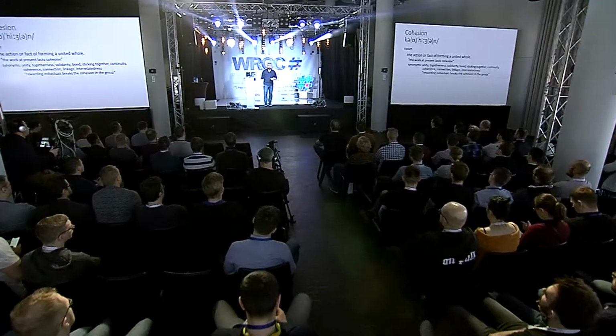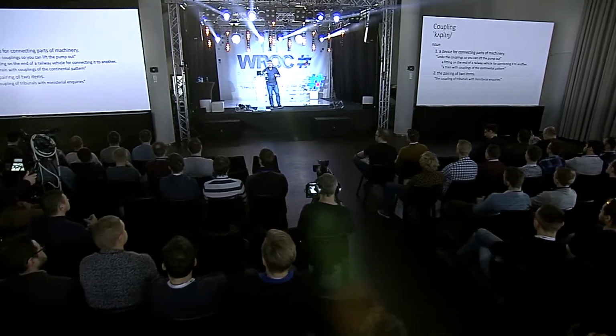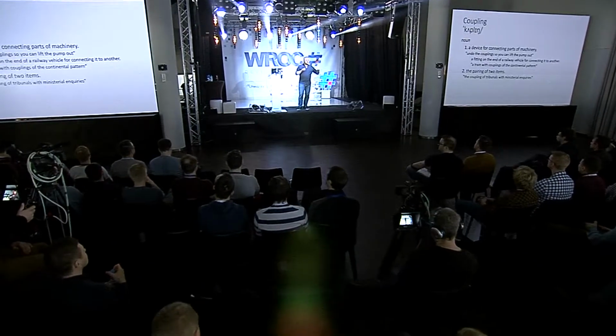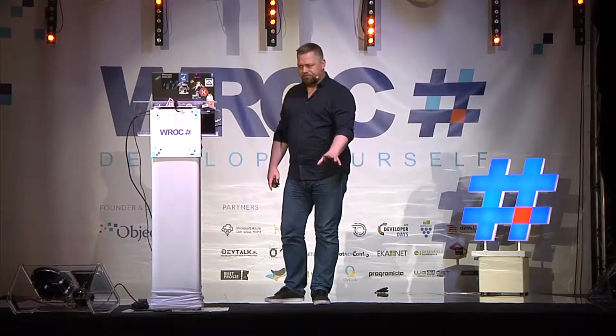We want to have a high degree of cohesion. We like that. The other part is coupling, a device for connecting parts of machinery. So coupling is links, hard links between parts of your software. It means whenever you new up something, whenever you have a hard reference to a class or an object or a part of your application, then those two things are connected. We want to have a low number of connections. We want to have low coupling.